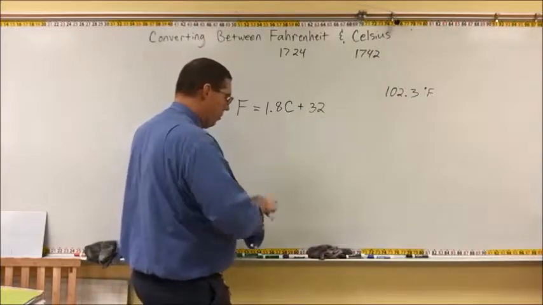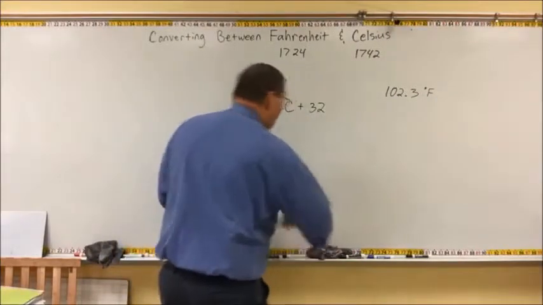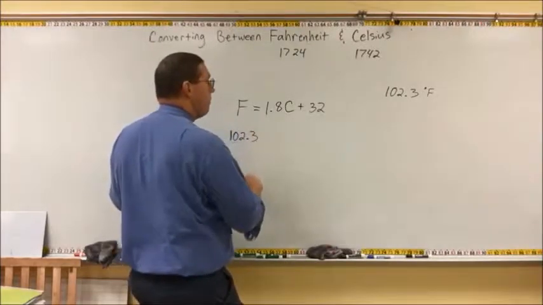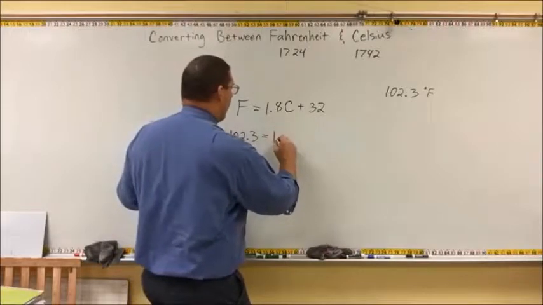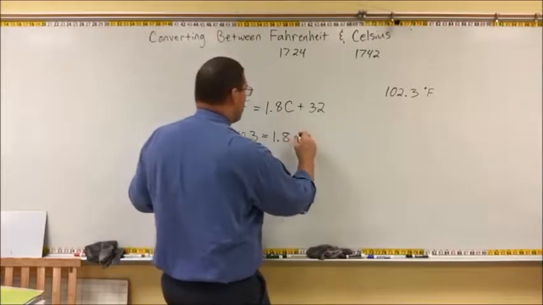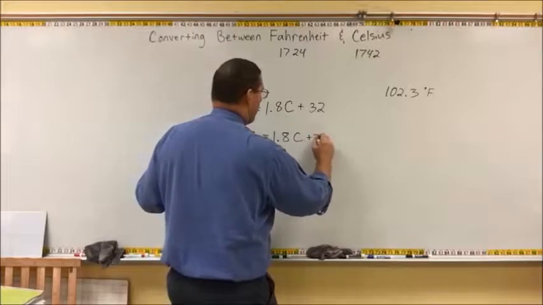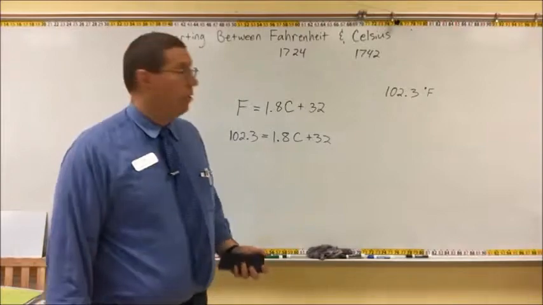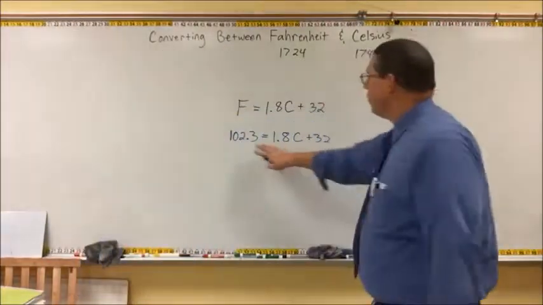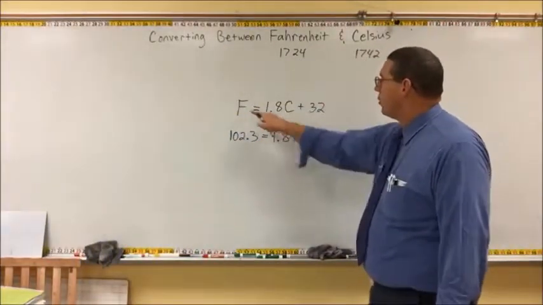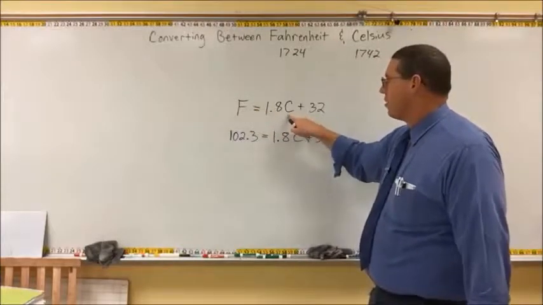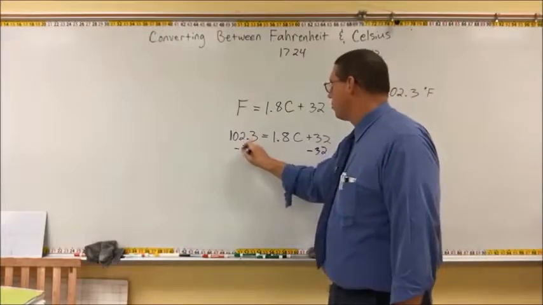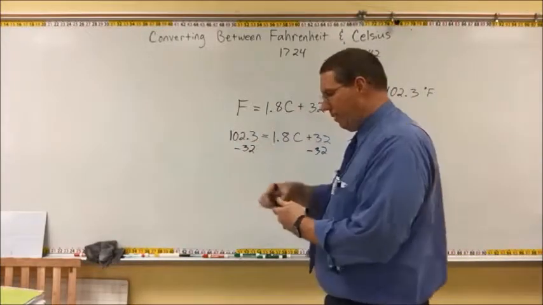So we're going to put, I'm going to use a different color here, 102.3 equals 1.8 times Celsius, or C, plus 32. Now, it's just an equation that you can solve, okay? The first thing you're going to do to solve this equation every time, at least when you're given Fahrenheit and solving for Celsius, is subtract 32 from both sides. Subtract 32. So I'm going to do that in my calculator here.